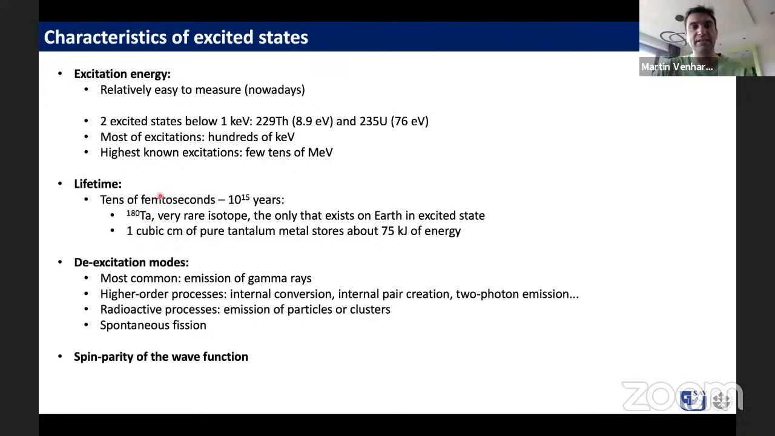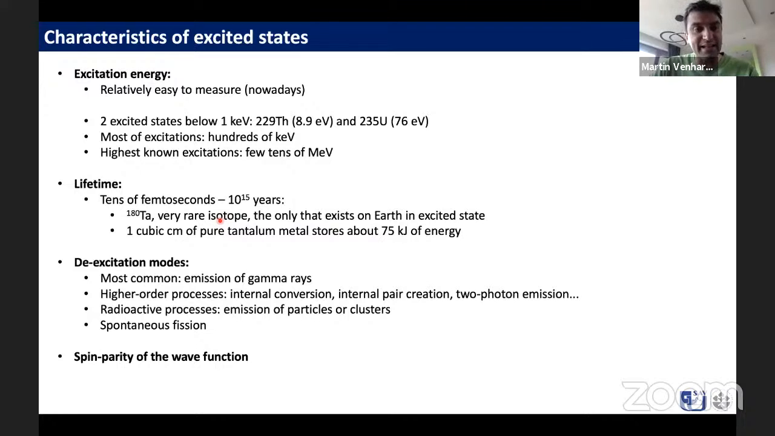A very interesting case is tantalum-180, which is a very rare isotope, but it's the only one that exists on Earth in an excited state, because its lifetime is 10 to the 15 years, so we can consider it stable. So this isotope is radioactive in the ground state, however, it is stable in its excited state. And if you take 1 cubic centimeter of pure tantalum metal, it stores about 75 kilojoules of energy in the nuclei of these isotopes. And very, very slowly it releases this energy in the form of gamma rays or conversion electrons.